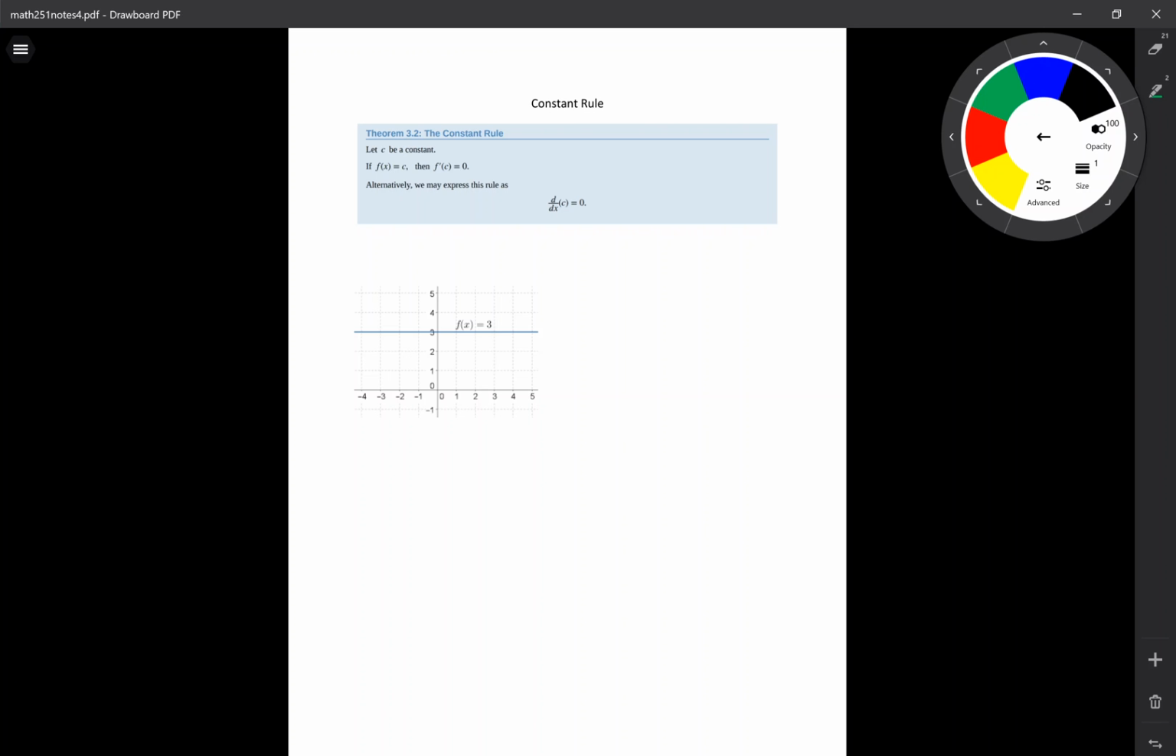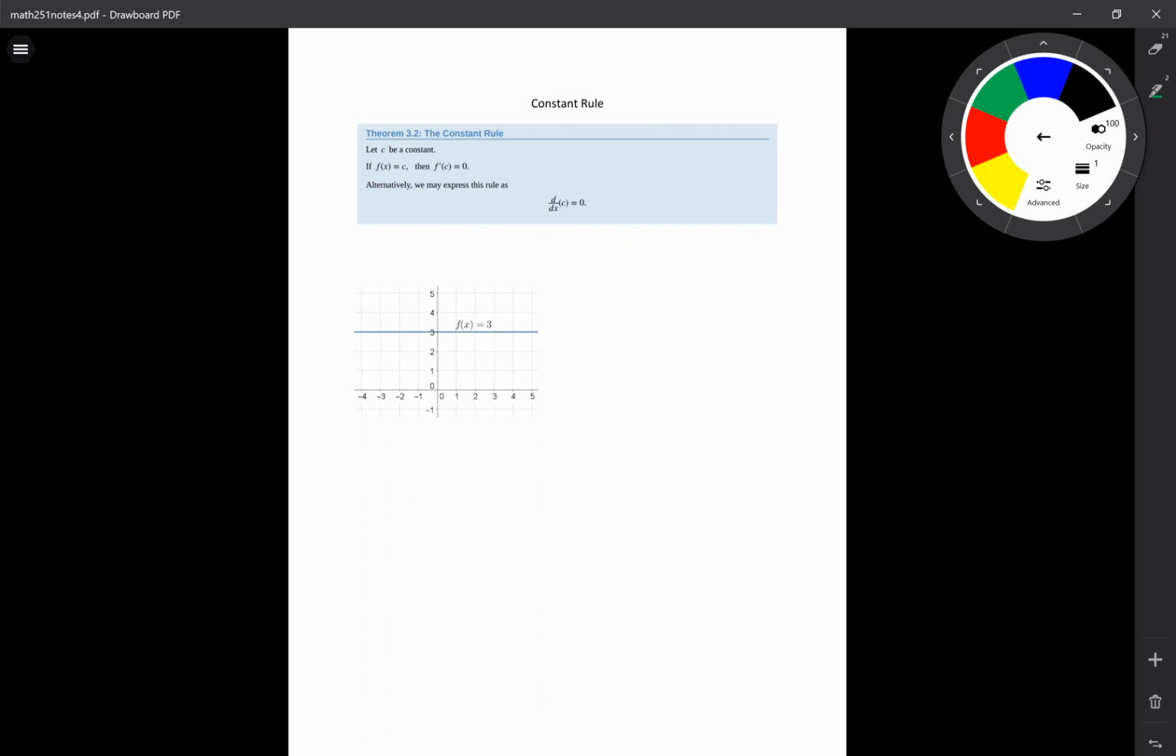If we were to graph this like I've done here, this graph is a constant function, f of x is equal to 3. So it's just a straight horizontal line, and the slope of this function is equal to 0. That's all the constant rule says. So anytime we have a number, whether it's 3 or pi squared or negative 1000, the derivative of a constant is always just equal to 0.